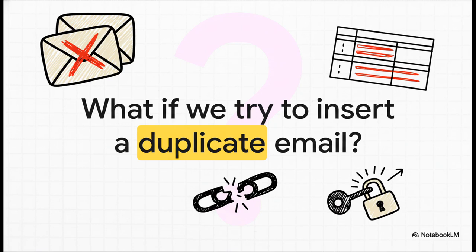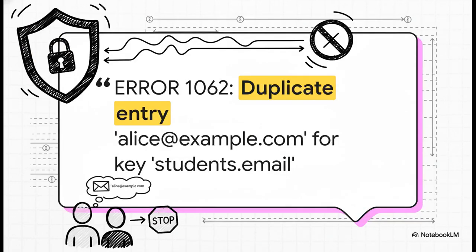But now, here's the moment of truth. This is where the magic happens. What if we try to break the rule we just set up? What if we try to sneak in a new student, but we use an email that's already taken? And boom, the database slams the door shut. It throws this duplicate entry error. And I want you to remember this. That is not a bug. That is a feature. That's our alternate key doing its job. It's standing guard, protecting the integrity of our data by preventing a second student from ever having Alice's email.